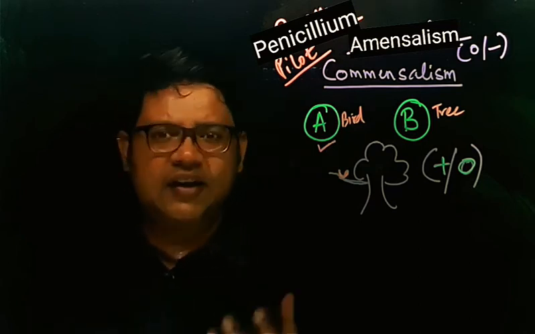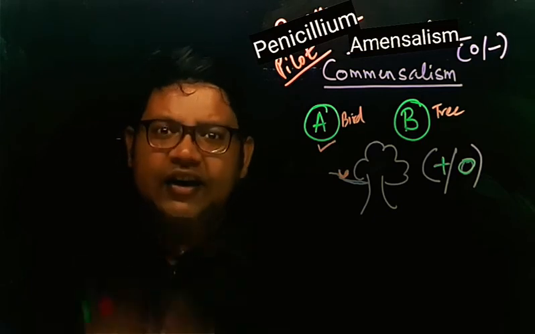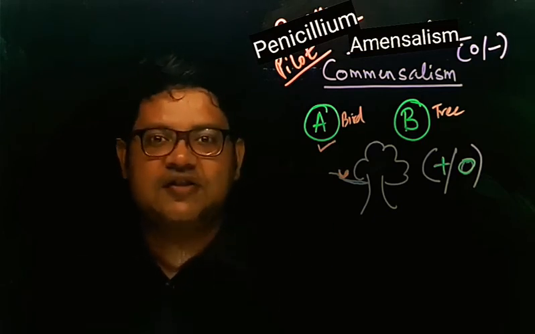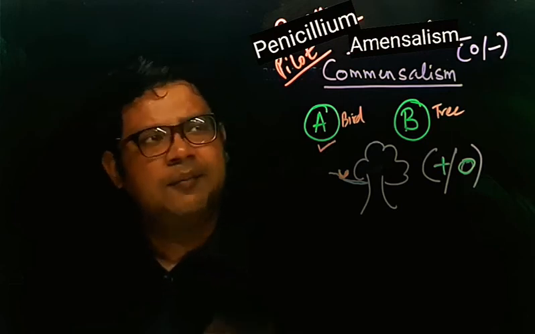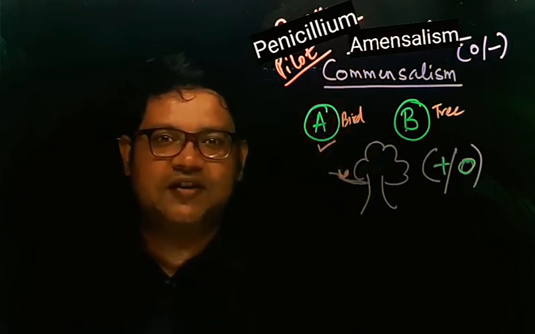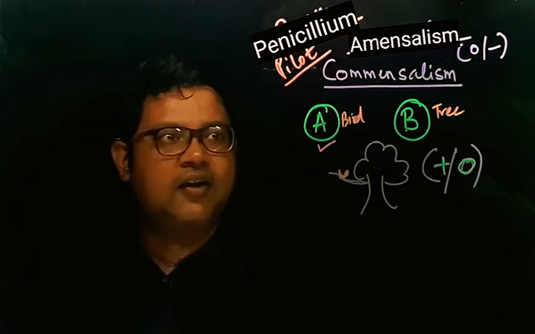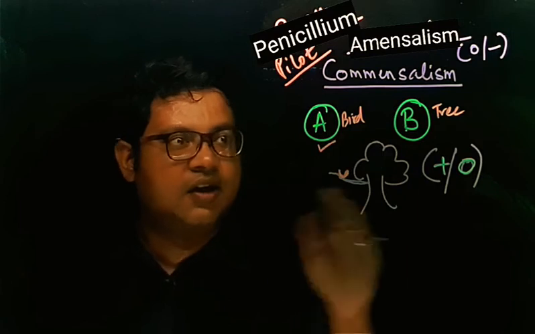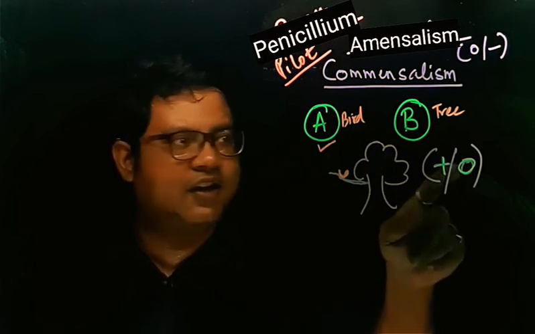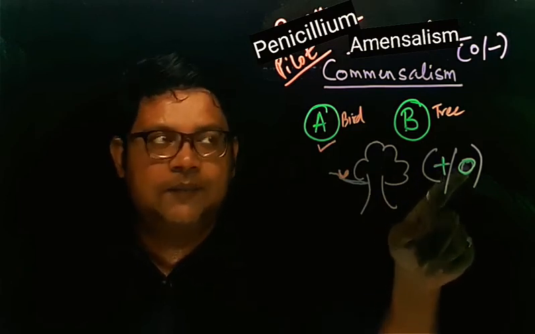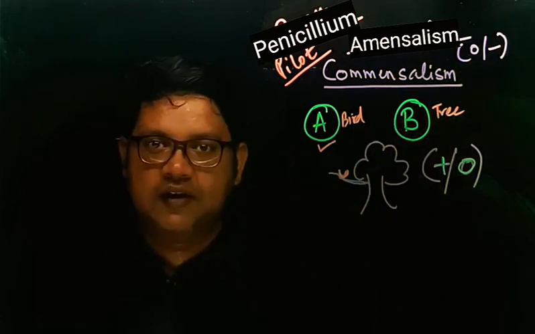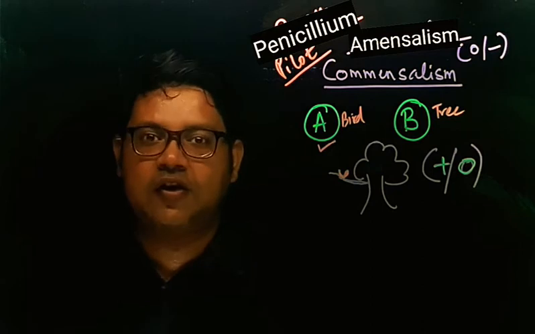Although it is very rare that we see amensalism, so we rarely talk about amensalism while talking about interspecific interactions, but I thought that we should mention this also over here. Okay, so I think you have understood what is commensalism and what is amensalism. In commensalism, one is getting benefited and the other one is neutral. In amensalism, one is neutral and the other one is getting harmed. So these types of interactions are also there.